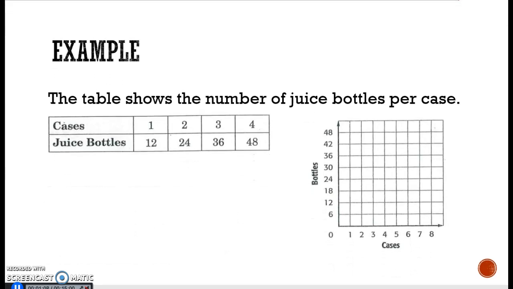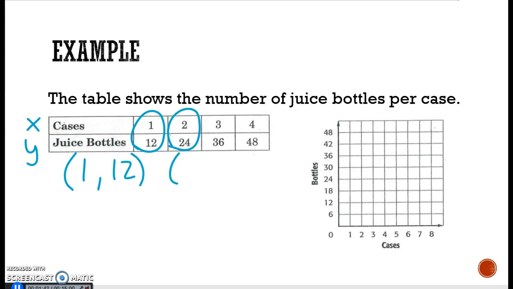Here's our example. The table shows the number of juice bottles per case. In one case there's 12 bottles of juice, in 2 cases there's 24 bottles of juice, in 3 cases there's 36 bottles of juice, and in 4 cases there are 48 bottles of juice. Just like we've done before, the x values are always on the top, the y values are always on the bottom. You are going to pick any 2 sets of numbers and write these as ordered pairs: 1, 12, and then 2, 24.